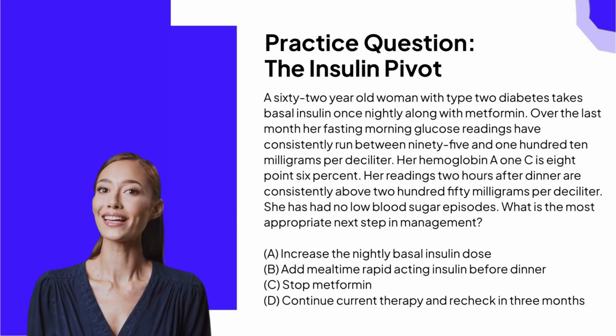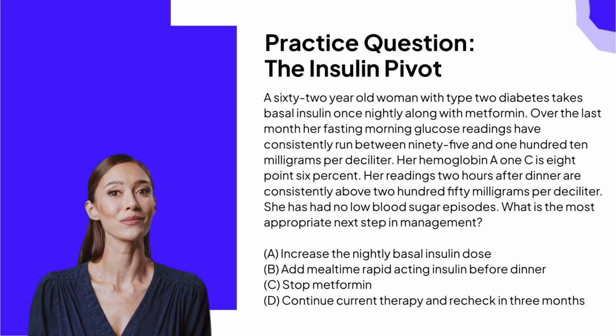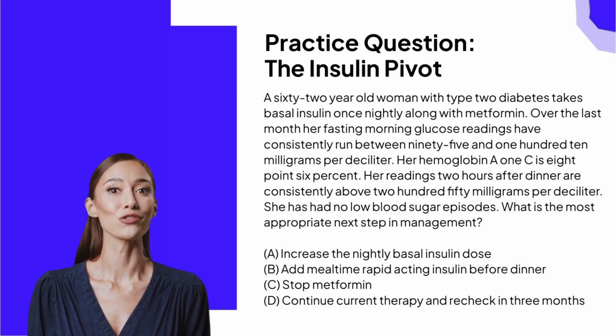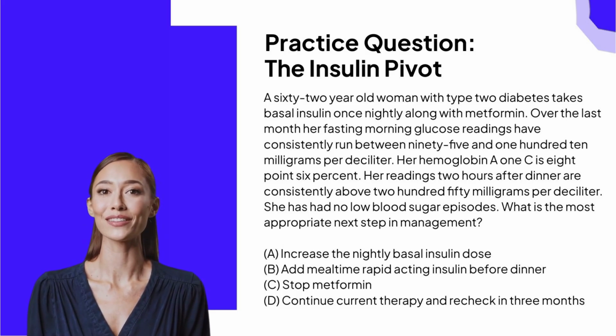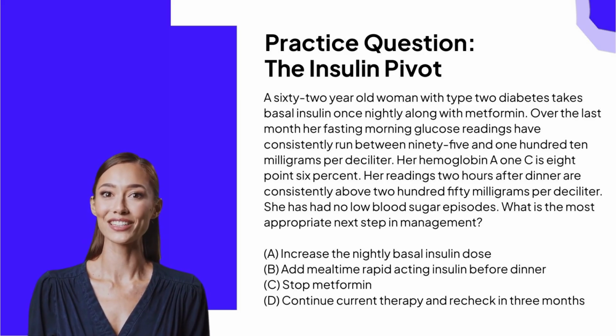A. Increase the nightly basal. B. Add mealtime rapid-acting insulin before dinner. C. Stop metformin. D. Continue and recheck in 3 months. Look at the fasting number, then the A1C, and ask where the gap is coming from.